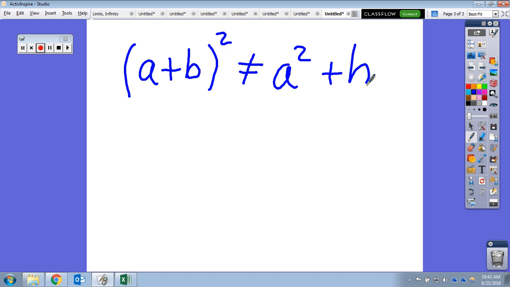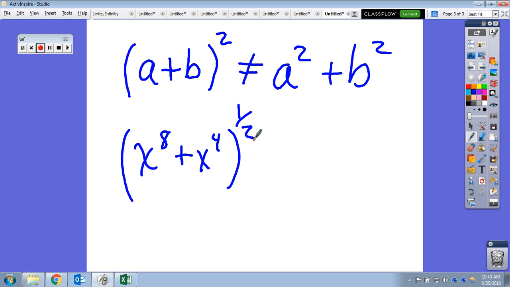Let's be absolutely clear about this. Let's not forget the basic fundamentals here. So if it's x to the 8th plus x to the 4th, in parentheses to the 1/2, because that's what square rooting is, why can't you just do x to the 4th plus x to the 2nd? Yeah, doesn't that work? That's what our thought process was. No, it does not work.